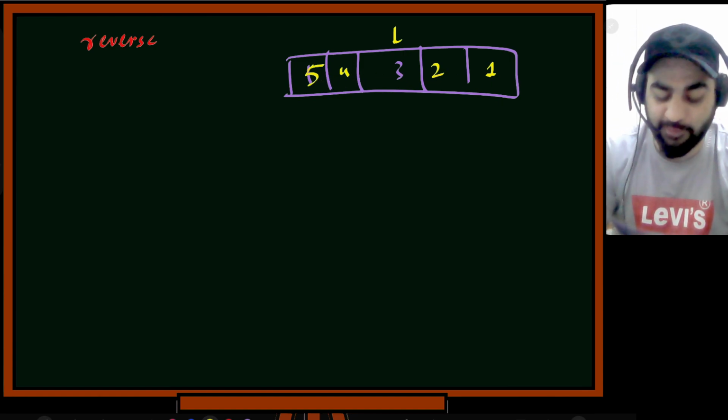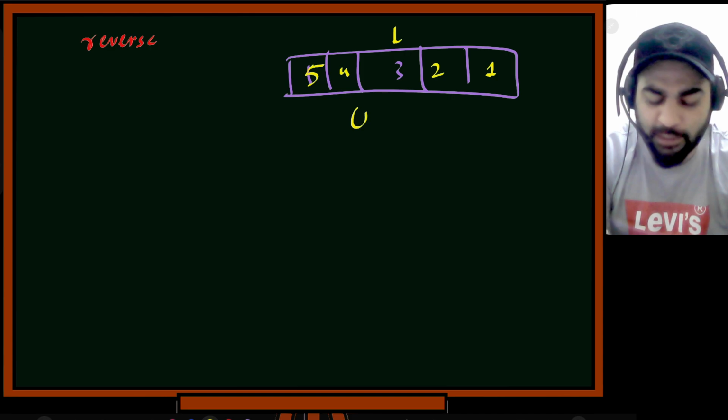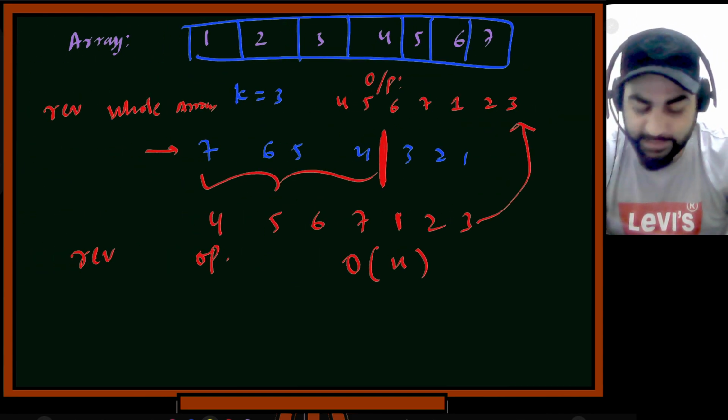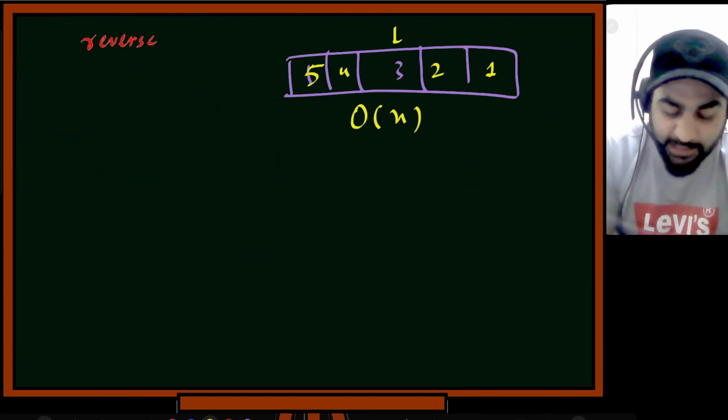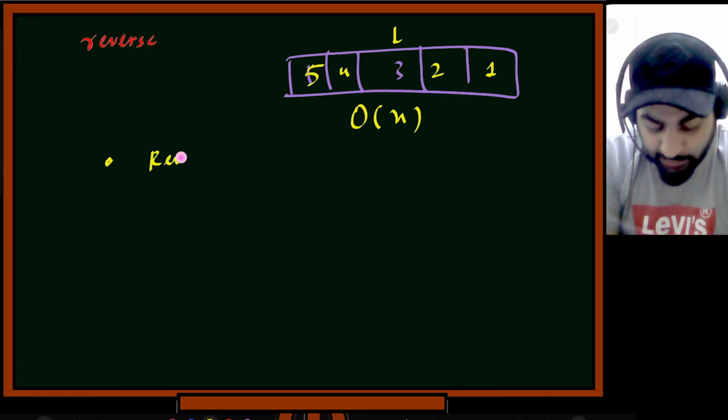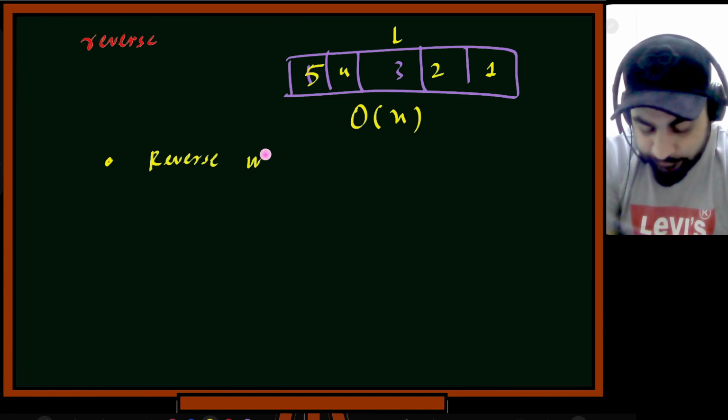So how much time will the reverse operation take? I think order n time. Order n by 2 is order n time. Okay. So this is what we're analyzing. Here we are using an array. So the algorithm goes like this. The first operation is you reverse the whole array.